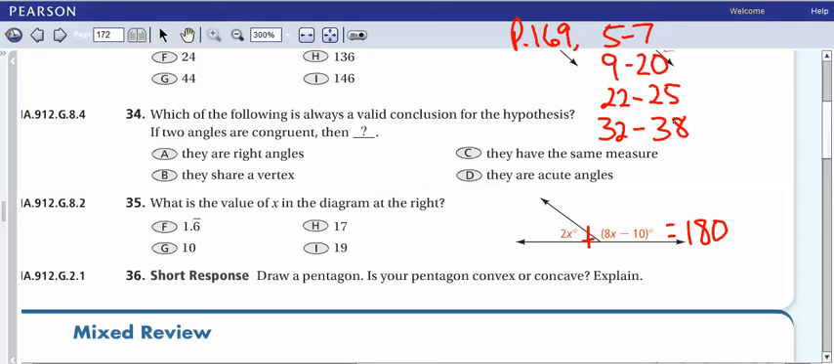Questions? Chandler, get the lights, please.